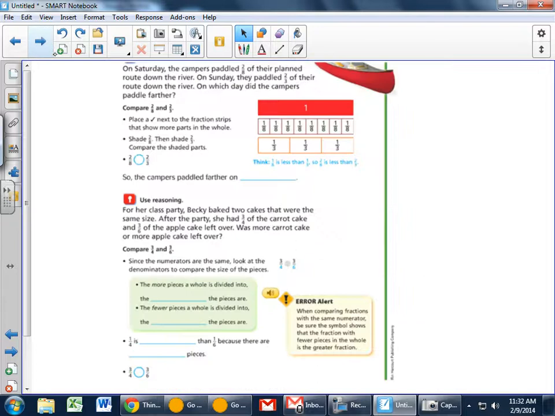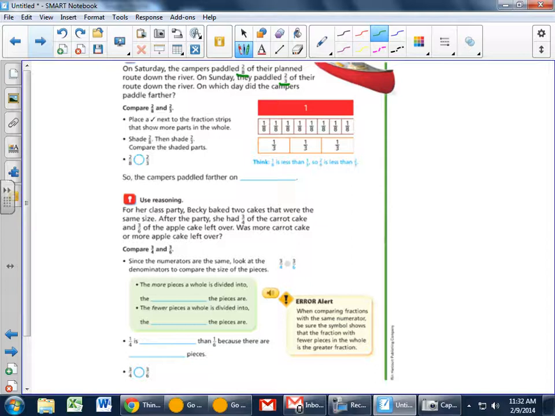We're going to move to the next page, page 360, and we are using fraction strips. If you need to, you can draw it also. On Saturday, the campers paddled 2/8 of their planned route down the river. On Sunday, they paddled 2/3 of their route down the river. On which day did the campers paddle farther? So you need to find the fraction strips for 1/8, and then you need to find the fraction strips for the thirds. And we're going to compare 2/8 to 2/3.